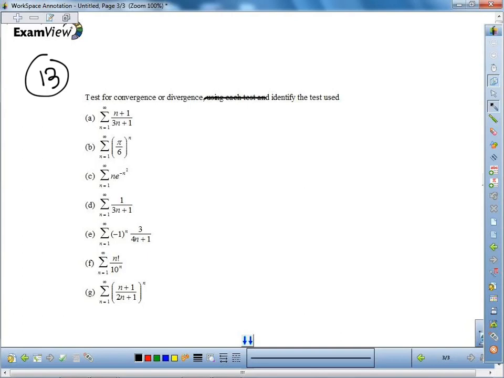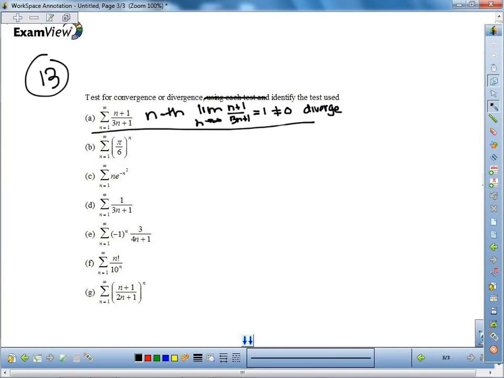I'm going to use the nth term test because I noticed that the limit as n goes to infinity of n plus 1 over 3n plus 1 is 1/3, which is not equal to 0. Hence, by the nth term test, this series is going to diverge. Okay.